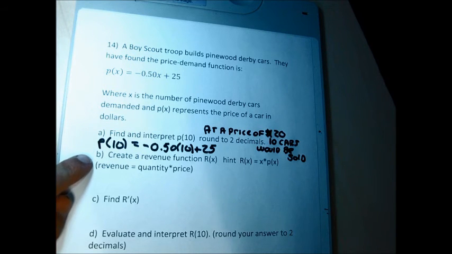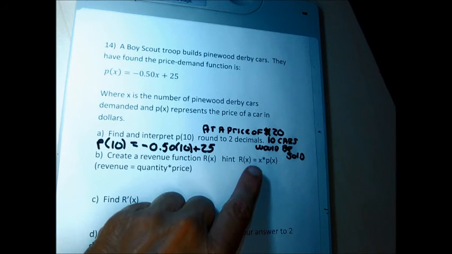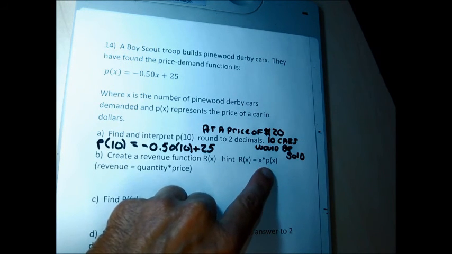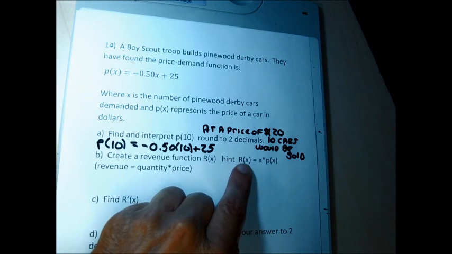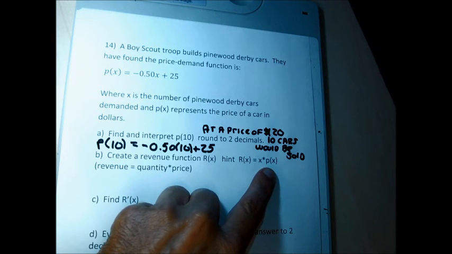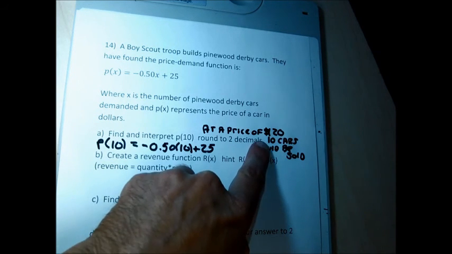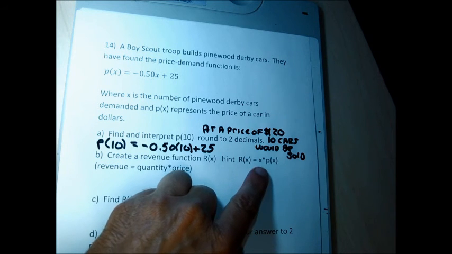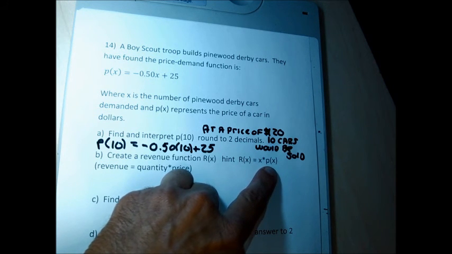The next part of problem 14 says to create a revenue function. Generally, for these Pinewood Derby cars, how much money the pack is going to make is the number of cars times the price per car. And the number of cars stands for X. The price per car is the P of X function. So the revenue function is the number of cars times the price per car. If they sold 10 cars at $20 each, well, they'd make $200. You'd go 10 cars times $20. You'd get a revenue of $200.